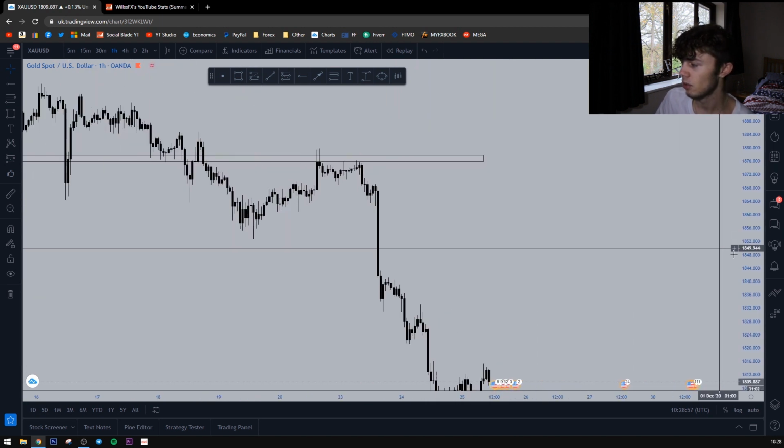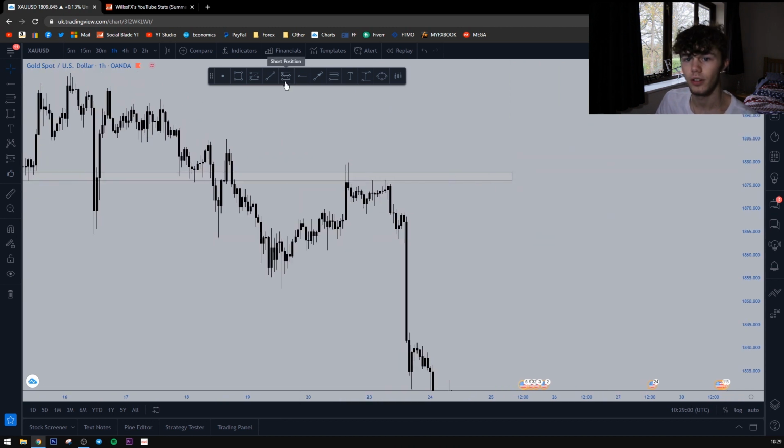So let's look at the risk to reward and how you would have set up this trade with your take profit and your stop loss.